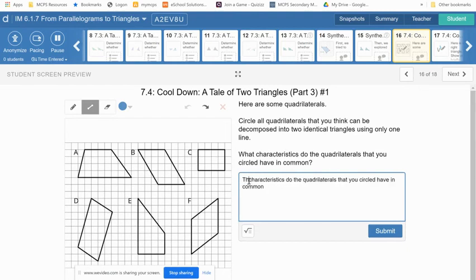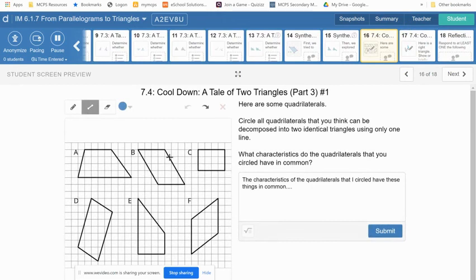Not what, the characteristics that the characteristics of the quadrilaterals that I circled have these things in common. There you go. I would like you to answer this. So this is a part that tells me that you were paying attention and that you know what to do. So please answer that. Again, you can always pause the video to answer.